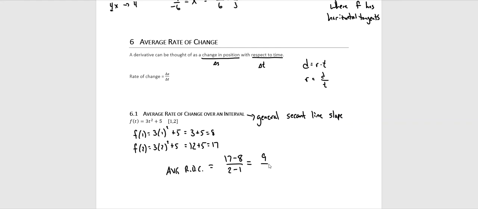17 minus 8 should still be 9. 2 minus 1 is 1. So the average rate of change is 9 units per unit, whatever our units happen to be here. It's not a real world problem, so I'm not worried about the units here.